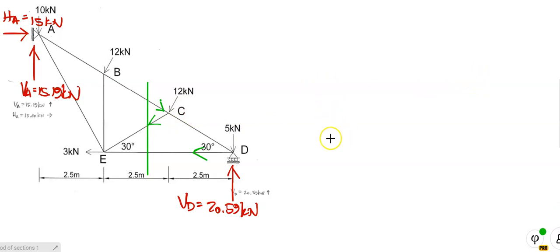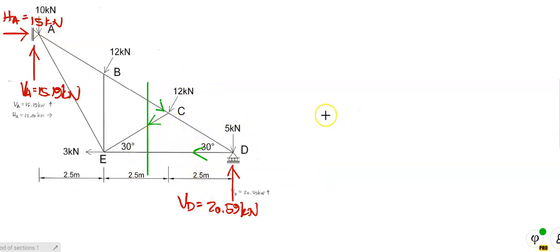Right, so the next step is, are you tuning in? Take moments about any point on the truss. That means either at A, B, E, C, or D. Take moments about any point on the truss, considering forces to one side of the cut line only. So take moments at any point on the truss, but either consider forces on the right side of the section.